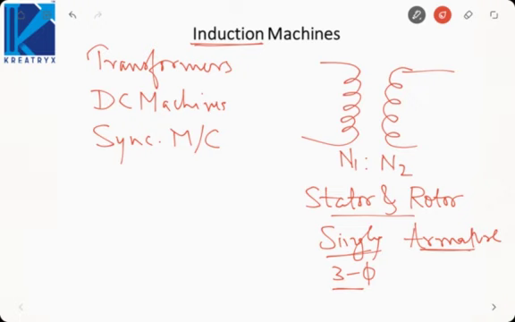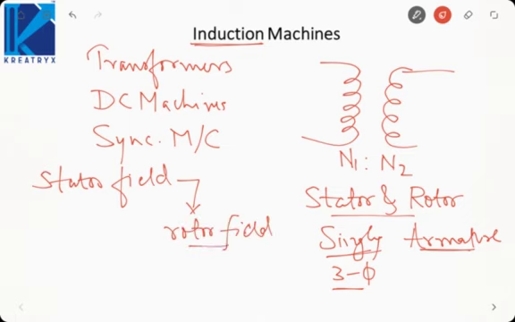So here first of all a three-phase supply is applied to the stator, which will produce a rotating magnetic field, which will induce currents in the rotor winding, which will generate another magnetic field. So we are applying only one magnetic field, that is the stator magnetic field. So the stator field will lead to the rotor field. The rotor field is not generated by itself.